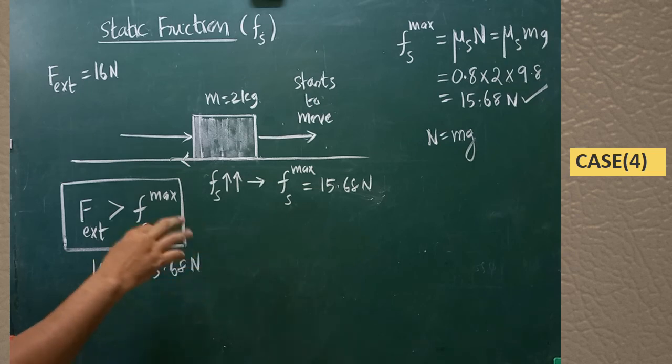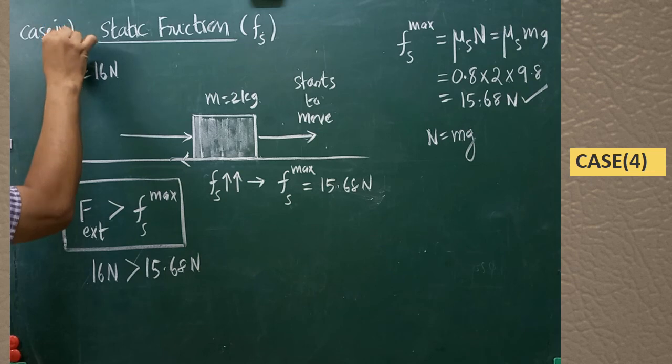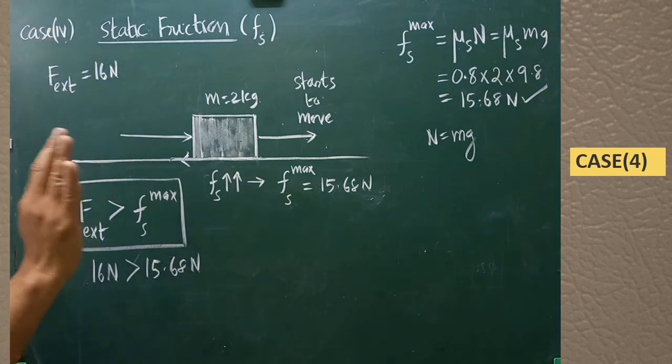Understood? Very important one. This can be taken as case 4. Are you clear? I have explained 4 cases in static friction. Understood?